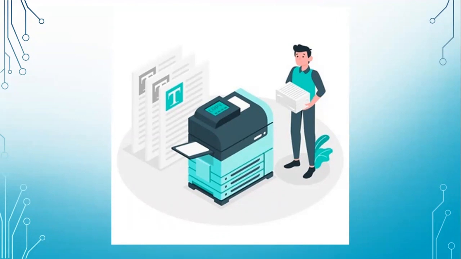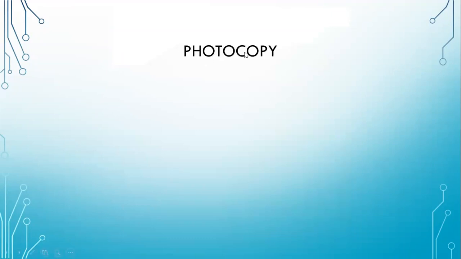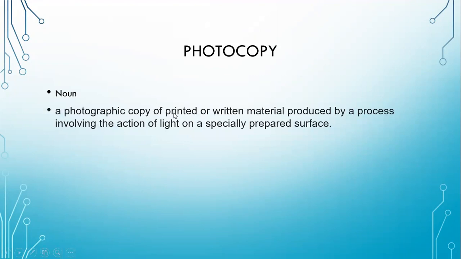Do you remember 2 years ago the teacher sent you to do what with the paper? To paint it. Really? To paint it or to photocopy it? Photocopy. Very good. Now, repeat after me, photocopy. Photocopy. Is it a verb or a noun? A noun. Very good. And what does it mean? To copy a photo. Not just a photo, to copy almost any paper. Yes, a photographic copy of a printed or written material.